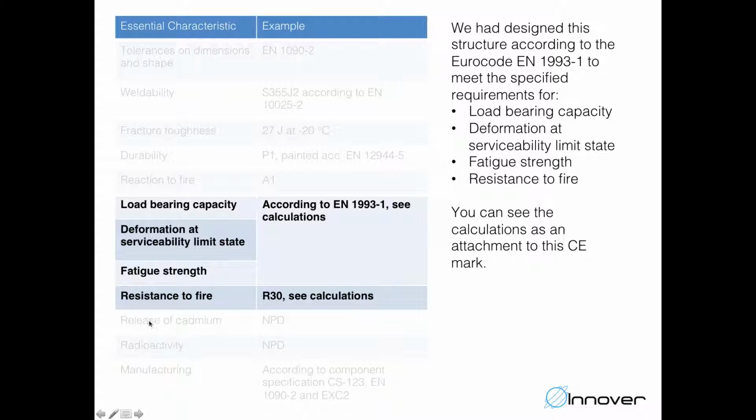So here we are just declaring that this structural steel product has been designed according to the Eurocodes, and if the customer or whoever receives the product is interested, they can see the calculations, and they are sent as an attachment to the CE marking. Basically the manufacturer is declaring that this product has been designed according to Eurocodes. There is more to this than just saying that it's been designed to the Eurocode. It's also saying that the design was done by a competent designer, but that's probably a little bit too detailed at this point, so we're just going to be saying that the structure was designed according to the Eurocodes.